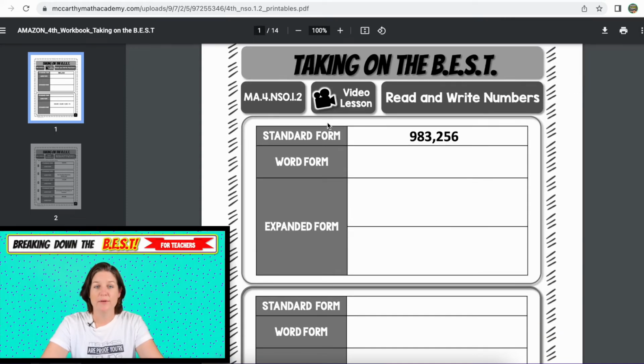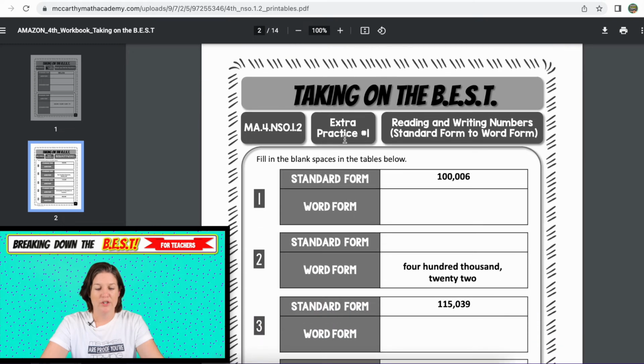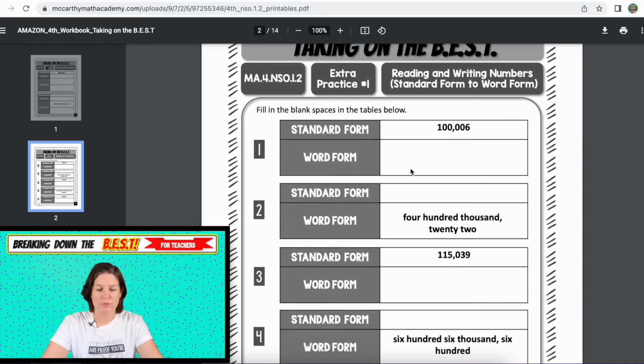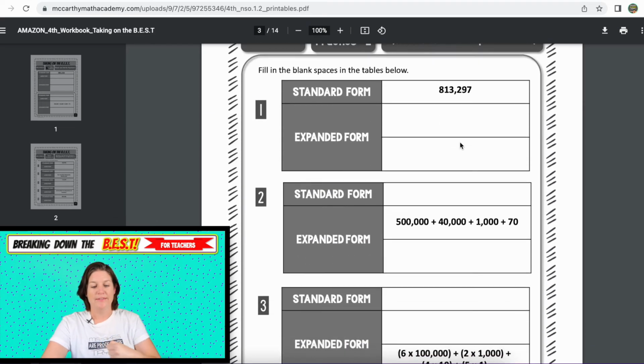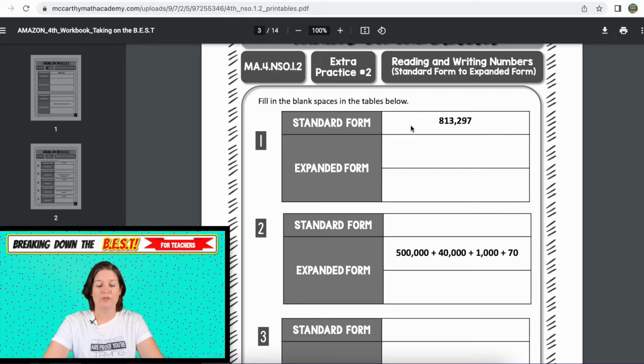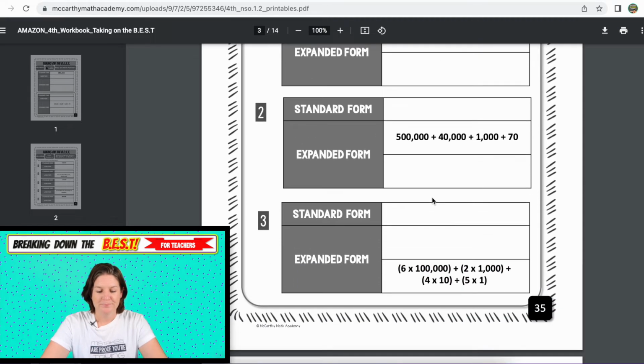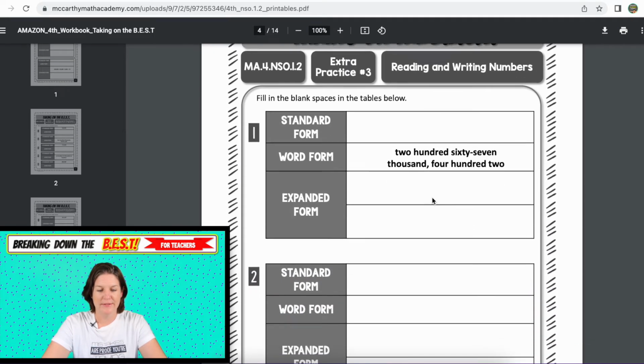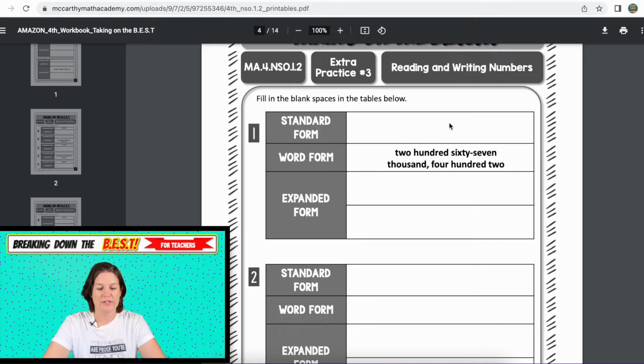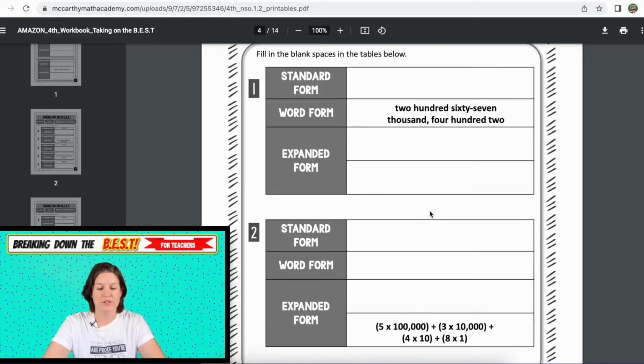So you can see we have that same, if it has the video icon right there, that's a video lesson. And then you have extra practice. So in this first extra practice, we're just going from standard form to word form. So they've watched the video. Now let's practice just reading and writing the numbers with the 2 forms. And then how about reading and writing numbers going from standard form to the 2 expanded forms? So it's breaking it down in a way that's not super duper overwhelming. And then putting it all together: standard form, word form, and the 2 different versions of expanded form.